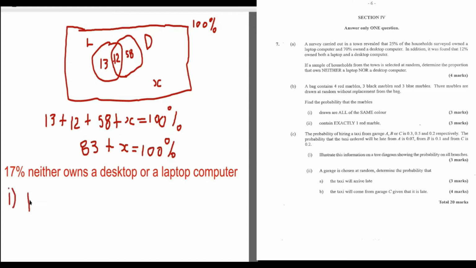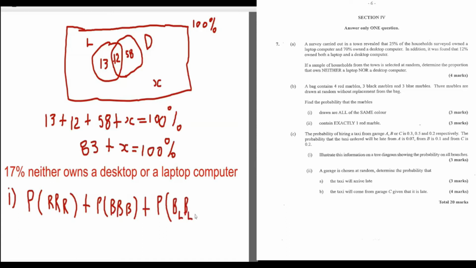So the probability of you drawing the same color means we're finding the probability that you draw red, then red, then red, plus the probability that you draw black, then black, then black, plus the probability that you draw blue, then blue, then blue. If B represents black, for blue I'm going to write BL.